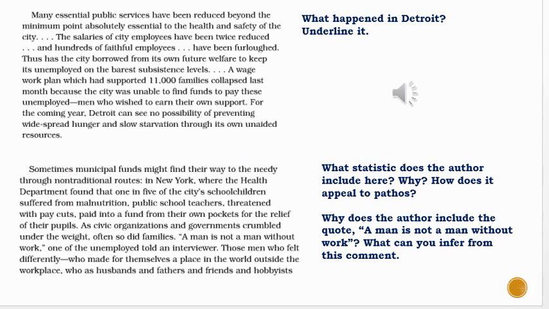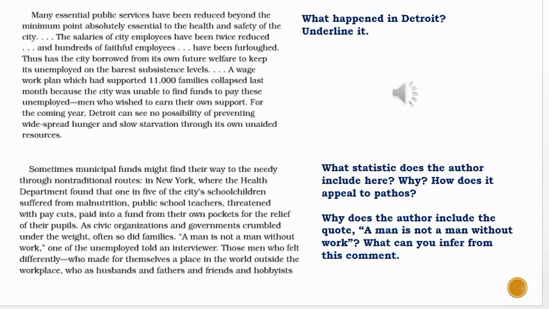After reading this slide, you should be able to answer these questions. What happened in Detroit? Underline it. What statistic does the author include in paragraph 2? And why? How does it appeal to pathos?